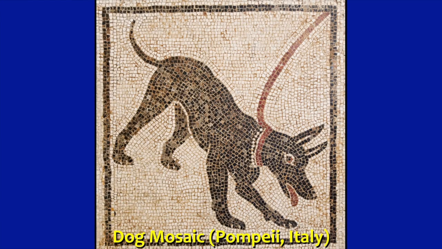Do you recognize the animal in the next mosaic? The Romans would have labeled this picture with the words cave canem, which means beware of the dog. Some families today use signs just like this to tell visitors the same thing, beware of the dog. Where in the house do you think the Romans would have put this mosaic?